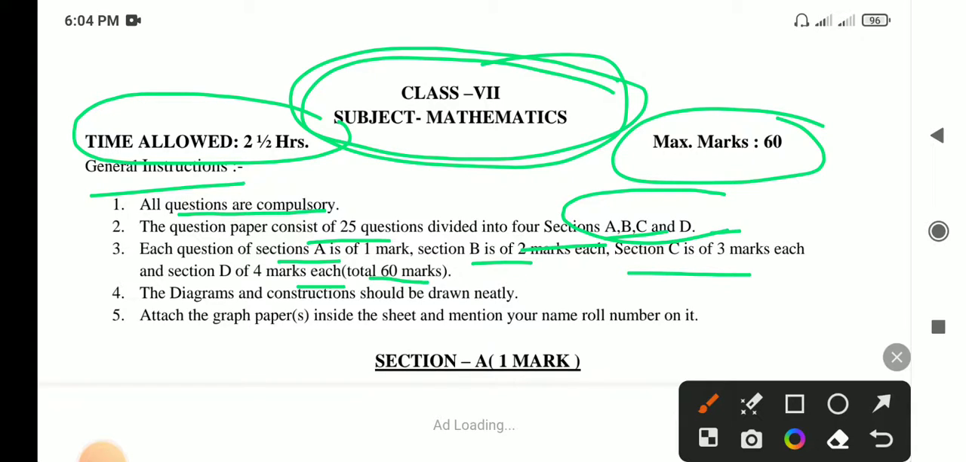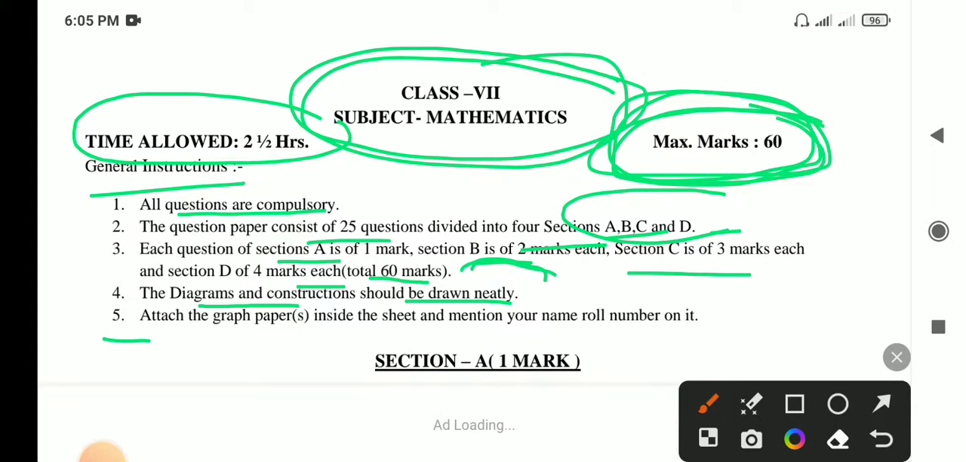Section A, B, C and D, total 60 marks questions are there, and you can also see here that the paper is also of 60 marks. In instruction 4, it is given that the diagrams and constructions should be drawn neatly. Wherever it is needed to draw a diagram or to construct something in any particular question, you have to draw it very neatly, and for this you have to keep your pencils sharp, and wherever you need to erase a line or an arc, you have to erase it very neatly, and then draw a new required arc or line.